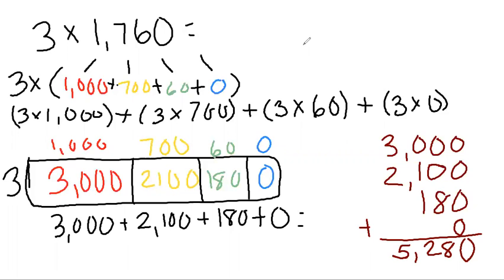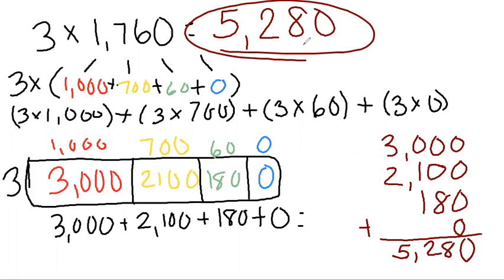We have 5,280. So that tells me 3 times 1,760 equals 5,280 as my final answer.